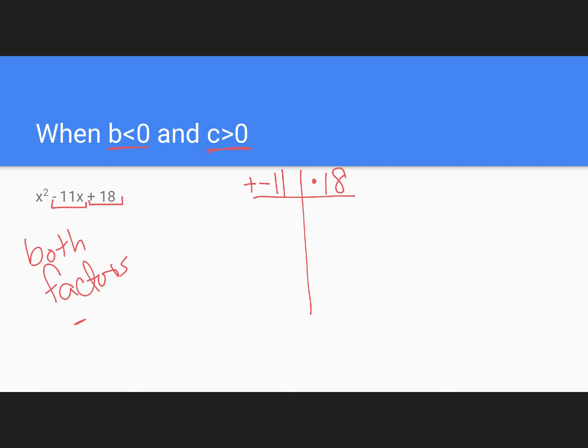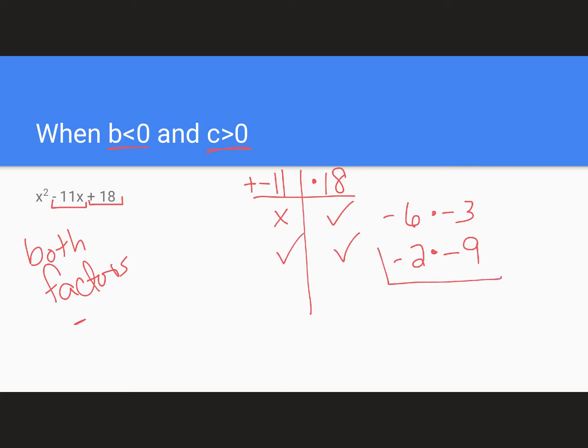So let's start thinking about numbers that multiply to 18. First thing I think of is negative 6 times negative 3. Well, that multiplies to 18 but does not add to negative 11. So negative 2 times negative 9. Well, that multiplies to 18 and adds to negative 11.